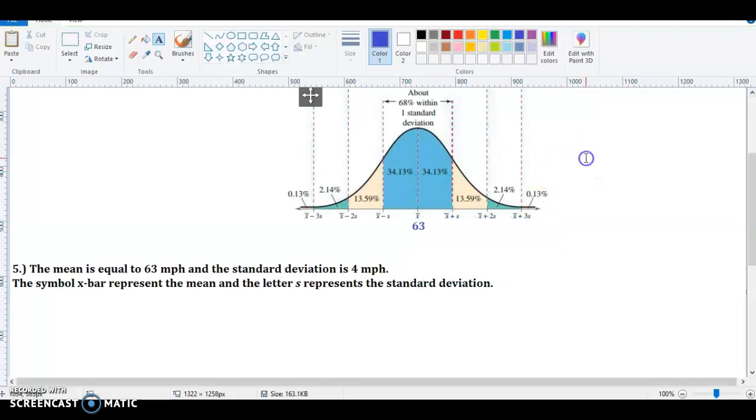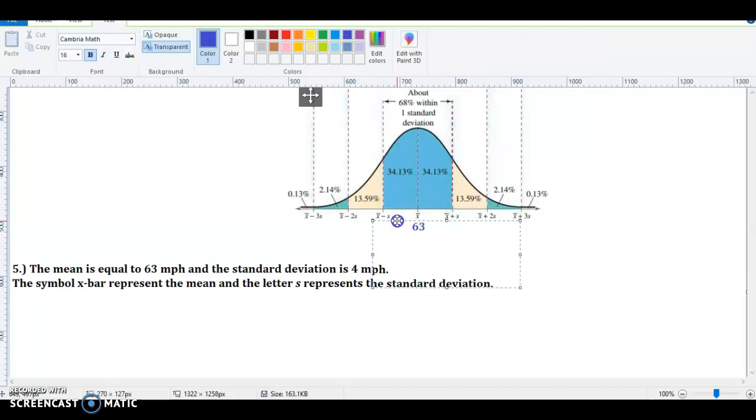Now we need to fill in the rest of these values. These values here represent the values that are 1 standard deviation to the left and 1 standard deviation to the right. The standard deviation is 4, so if we do 63 minus 4, we get the value 1 standard deviation to the left. 63 minus 4 is 59. This value over here to the right is 1 standard deviation to the right, so that'd be 63 plus 4, which is equal to 67.